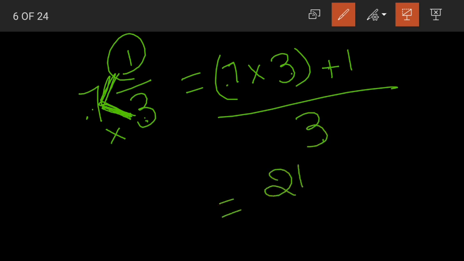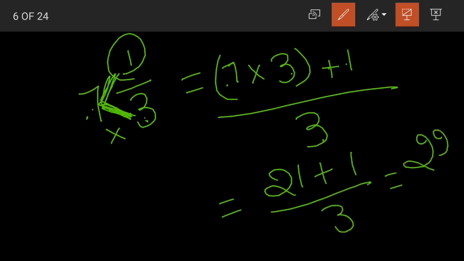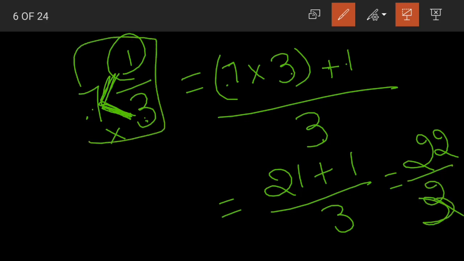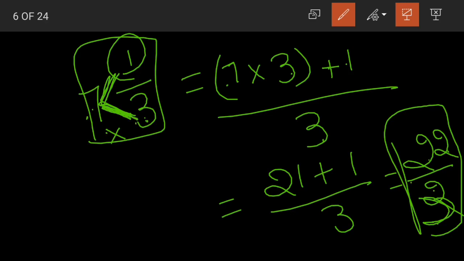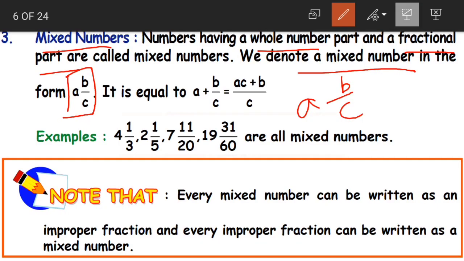Now 7 3s are 21, plus 1, divided by 3. It becomes what? 21 plus 1 becomes 22, divided by 3. Now this mixed number is converted into a fraction: 22 by 3. Understood, students? 7 into 3, the denominator into the whole number, plus the numerator, whole divided by the denominator. Okay, just understand this for now.